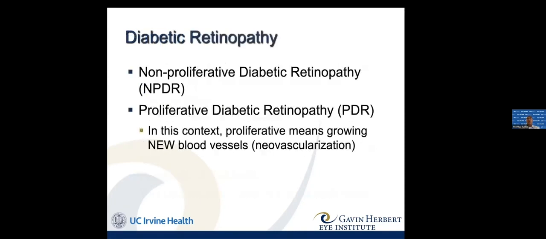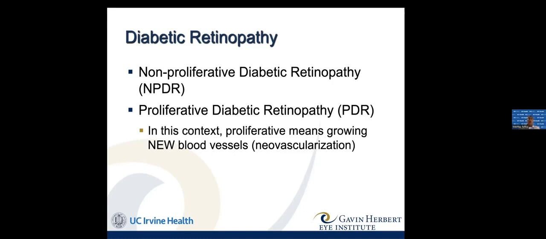So there's two general types of diabetic retinopathy. There's non-proliferative diabetic retinopathy, or NPDR, and proliferative diabetic retinopathy, or PDR. In this context, proliferative means growing new blood vessels. We call this neovascularization. And like I said before, the neovascularization causes problems because your body is not supposed to have new blood vessels in your eye.